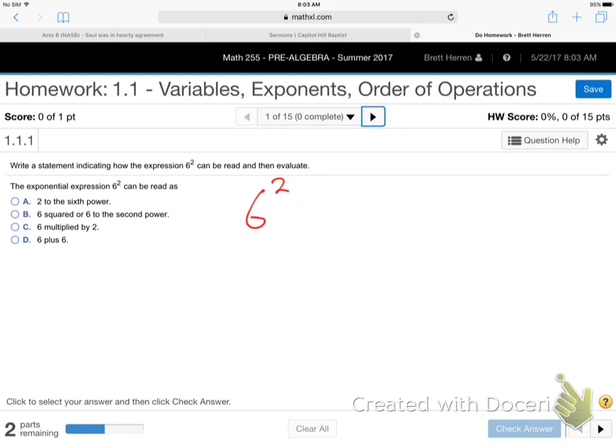All right, 6 to the 2 power. So what does that mean? Yeah, you all know, huh? It means 6 times 6. It means that number multiplied by itself that many times. Little numbers in the upper right-hand corner are called exponents, or powers. Exactly right. And so which of these choices is right? B, isn't it? It'd be B there. 6 squared, or 6 to the 2nd power. So that's what it actually means.